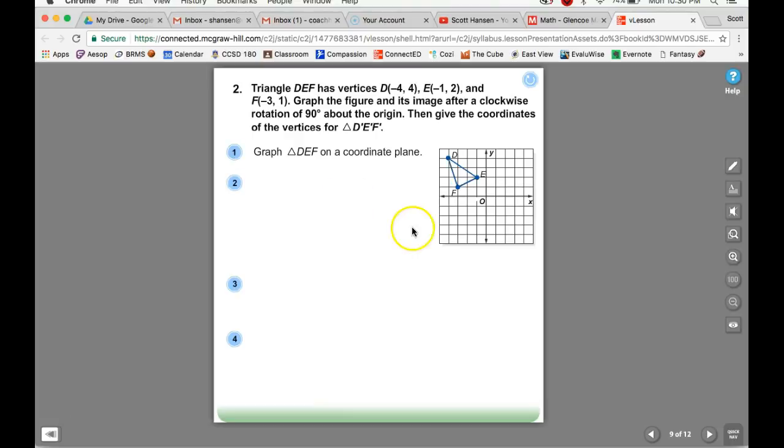Like so. And this happens to be another right triangle. It could be any shape. Doesn't have to be a triangle. Certainly doesn't have to be a right triangle. It's a little bit easier when they are right triangles, but you should be prepared to rotate any type of figure, any shape, no matter what. Alright? So there's my original figure.